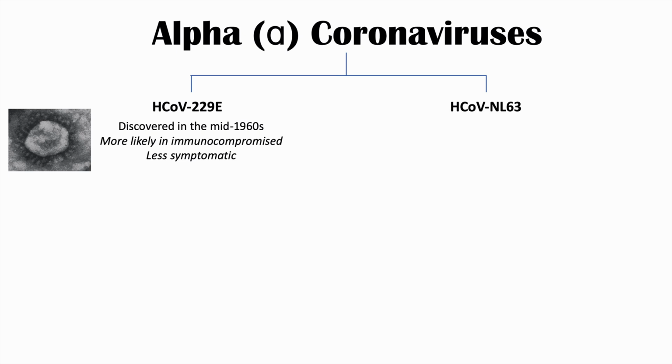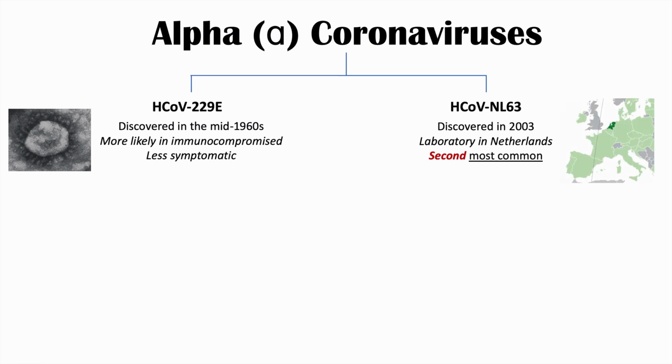The second alpha coronavirus that affects humans is HCOV, or human coronavirus NL63. This one was discovered in 2003. It was actually discovered in a laboratory in the Netherlands. That's why we see NL in its name, Netherlands NL. It is actually the second most common coronavirus. We're going to talk about the most common coronavirus in the next slide, but this is the second most common coronavirus that infects humans. And this coronavirus is associated with croup in children.